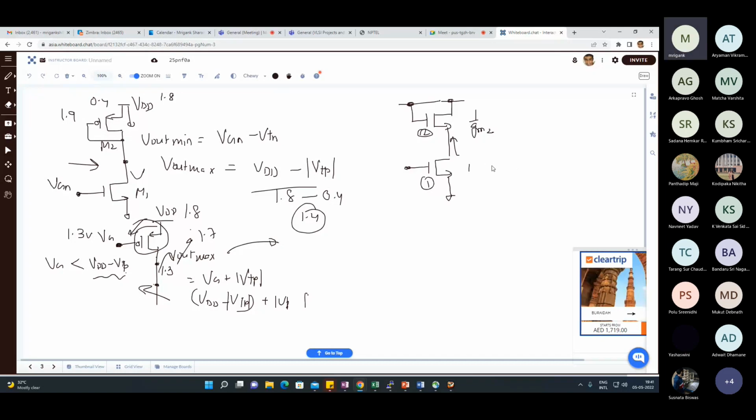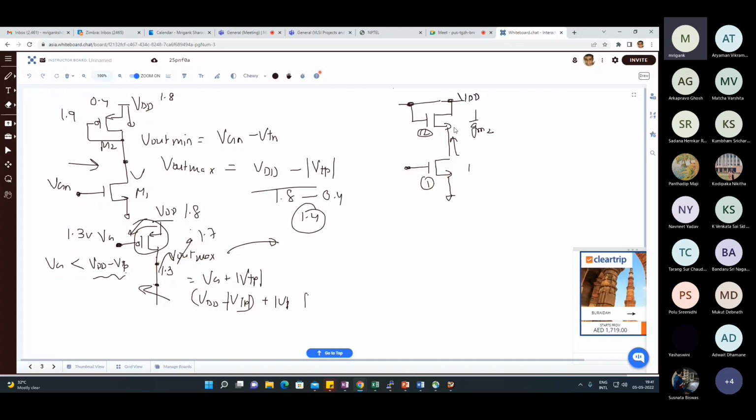What about swing? What is the situation with the swing? What is the maximum swing? Your lower limit is just VGN minus VTN for the M1. That is the same, so the lower one remains the same, and then the VDD is there.